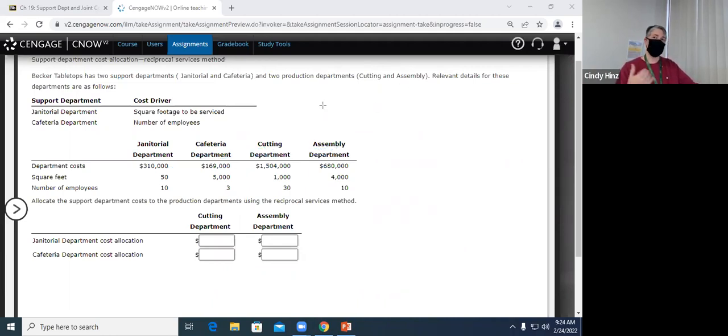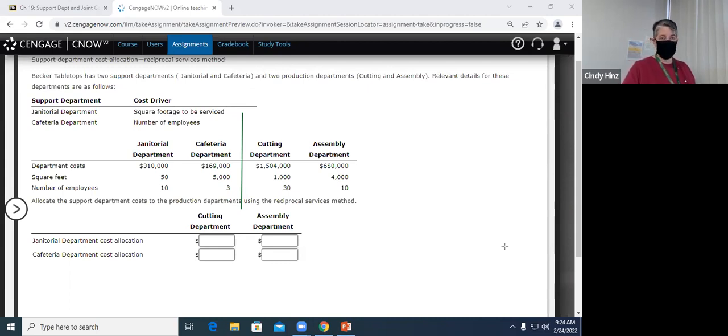So those are the two that we've already covered. Those are the two that are the simplest, and those are the two that you should have already reviewed in exercises 4 and 5. Now we go to the one that's the more challenging, the reciprocal services method.